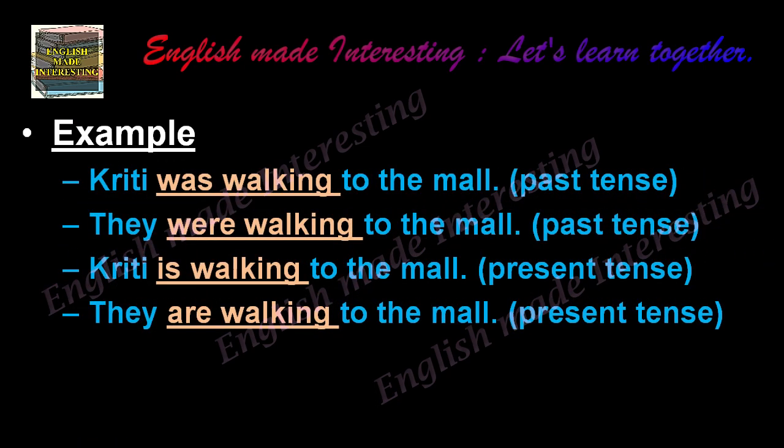Example: Kriti was walking to the mall. It is in the past tense. They were walking to the mall. It's again a sentence in the past tense. Now next, Kriti is walking to the mall. So it is in the present tense. They are walking to the mall. It is again in the present tense.